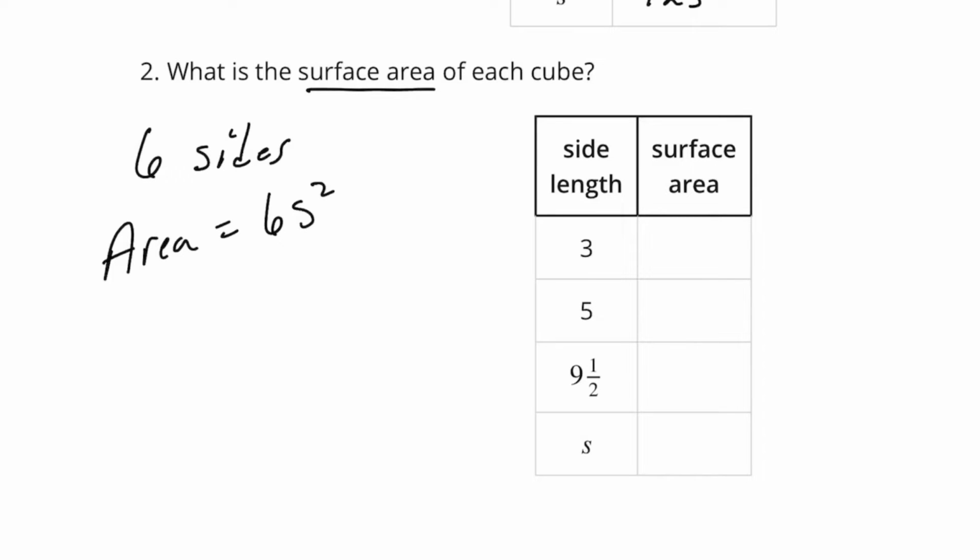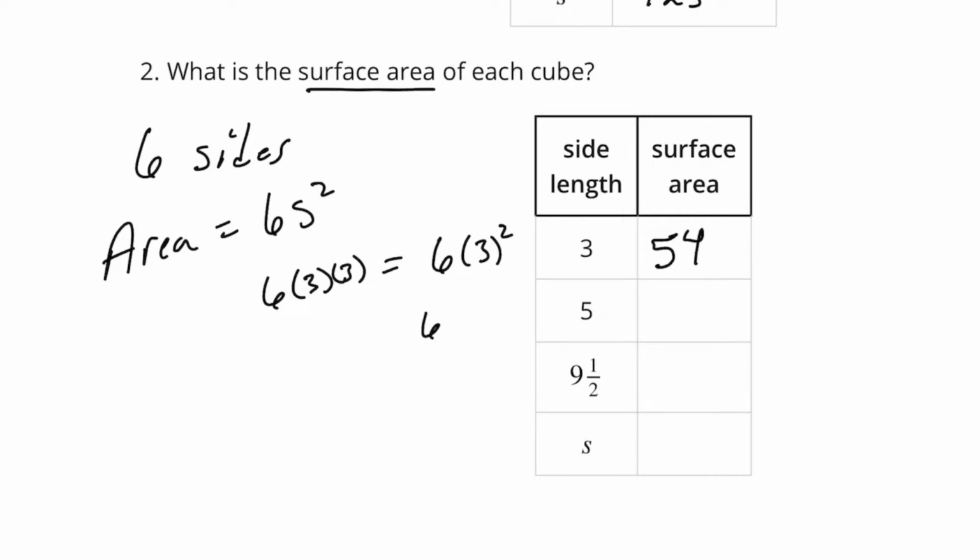So I'm going to write this over here. It's going to be 6 times 3 squared. So remember, 6 times 3 squared means that's 6 times 3 times 3. We're multiplying 3 by itself twice. Don't get that confused with 3 times 2. So we have 6 times 3 is 18, and 18 times 3 should give me 54, and it does. So we have 54 here.